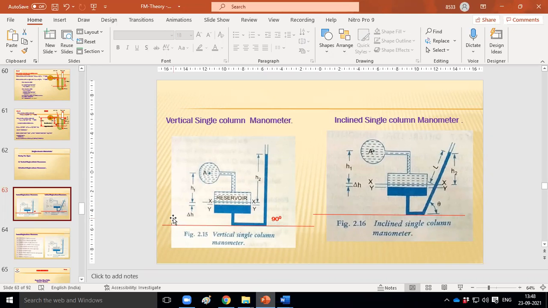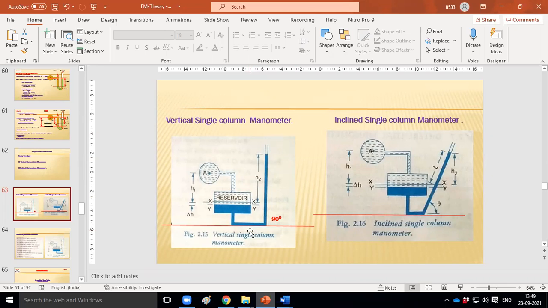Even 1 mm movement of mercury in the reservoir, and at the same time the movement of mercury in the right limb is very high. It may increase, it may decrease. If the level of mercury in the right limb increases, it means the level of mercury in the reservoir goes down or goes up? Goes down, obviously.